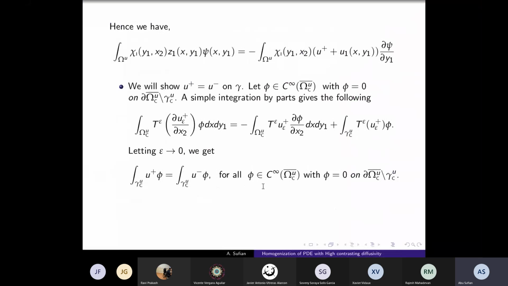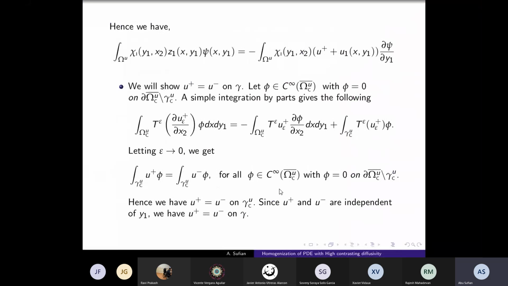And this is true for all phi belonging to C infinity of omega cu bar with phi equal to 0 on all the boundary except this bottom boundary. So basically this tells you u plus is equal to u minus on gamma cu. But since u plus and u minus are both independent of y1, that tells you u plus is equal to u minus on the interface. So basically u plus and u minus belong to H of omega.